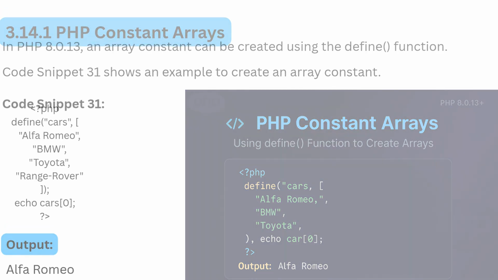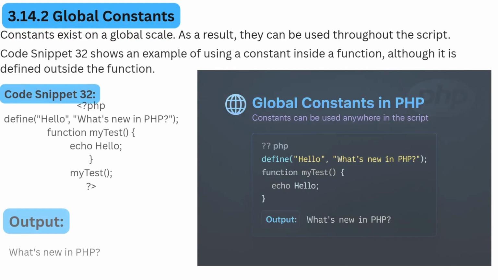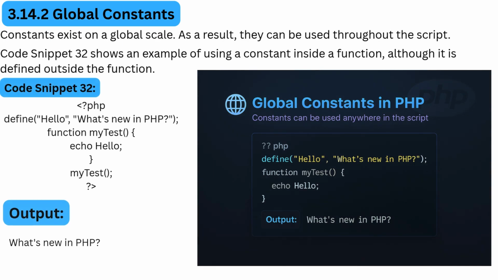Now let's move into the topic of global constants in PHP, which is shown in this image. Constants in PHP are global by default, meaning once you define a constant, it can be accessed and used anywhere in your program, even inside functions, classes, or included files, without needing to pass it as a variable.